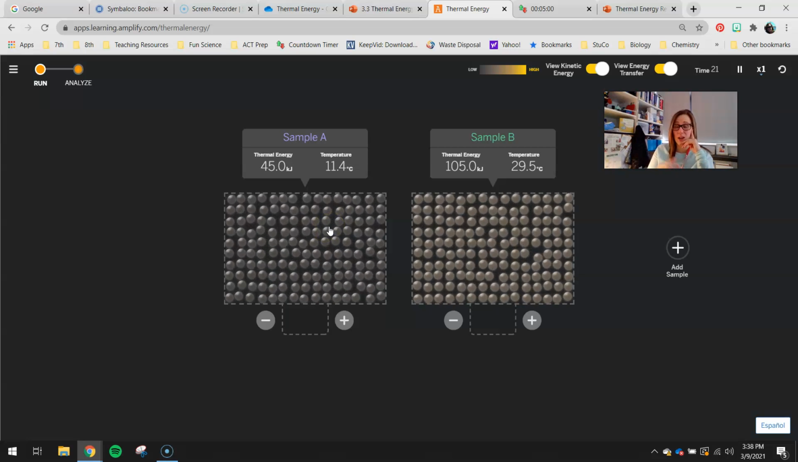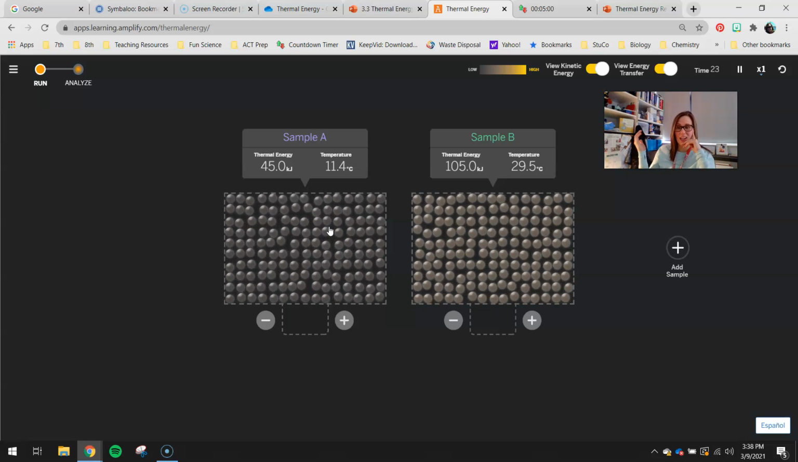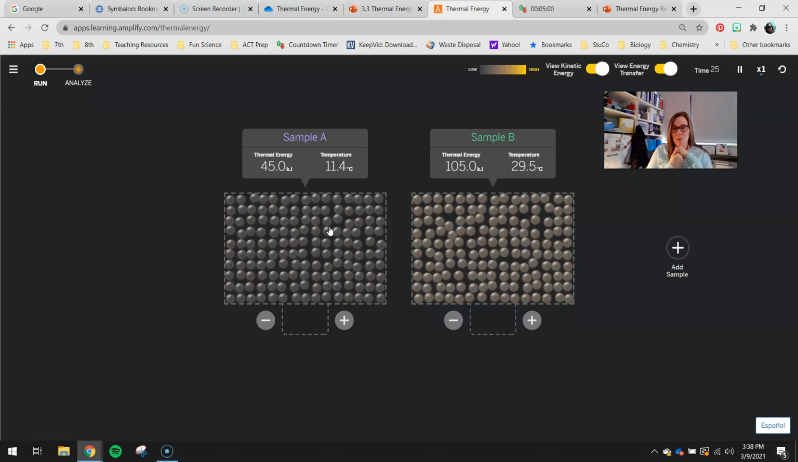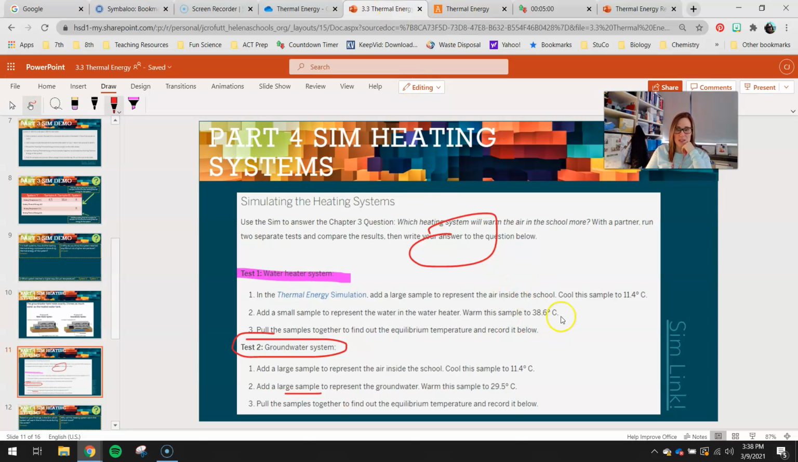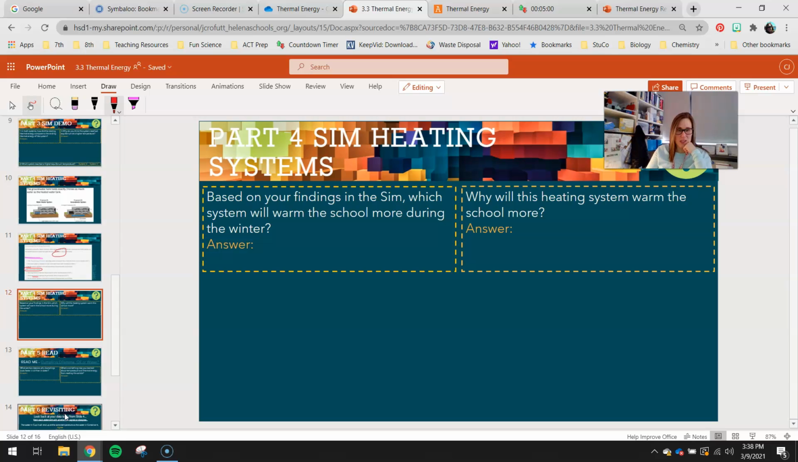Same thing here, you guys are gonna push them together. When the yellow arrow goes away, you guys are gonna now be at equilibrium. You should have the same temperature. So what is that temperature compared to what you guys jotted down for test 1? Okay, and then you guys can move on and answer these two questions.